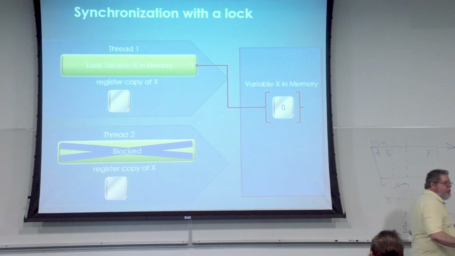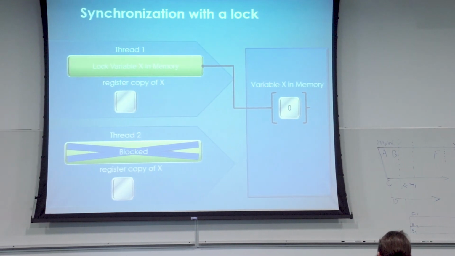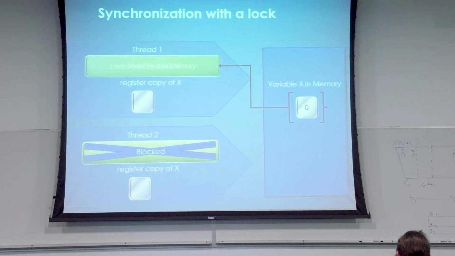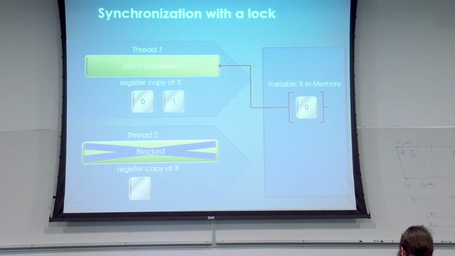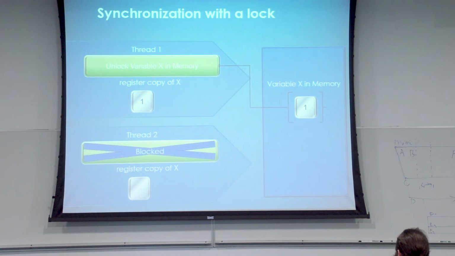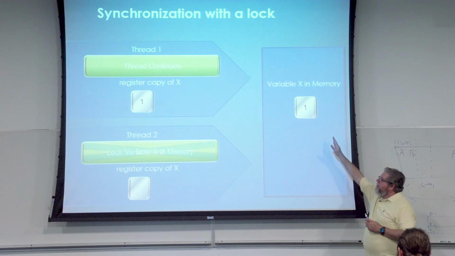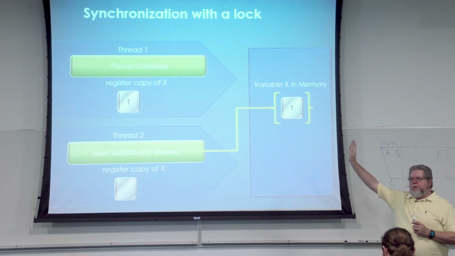And then thread 1 is just going to do exactly what it did the last time. I'm going to increment the variable. So it's going to copy it. It's going to increment it. And it's going to write it back. Now, once it's written it back, it's done with it. It's not doing anything else. It's not making any changes in it.